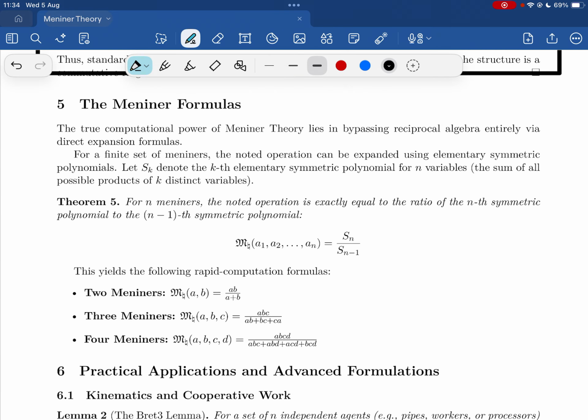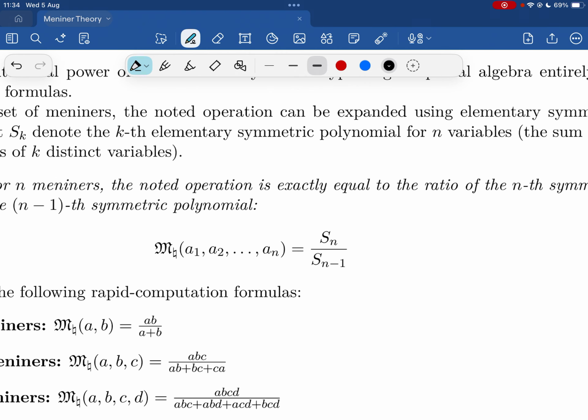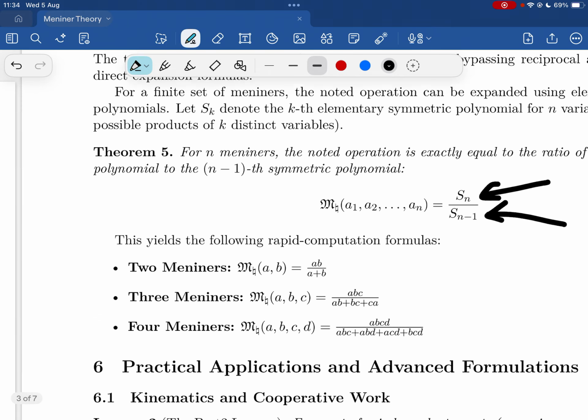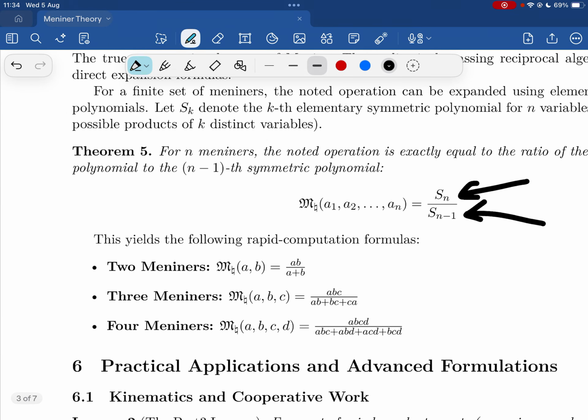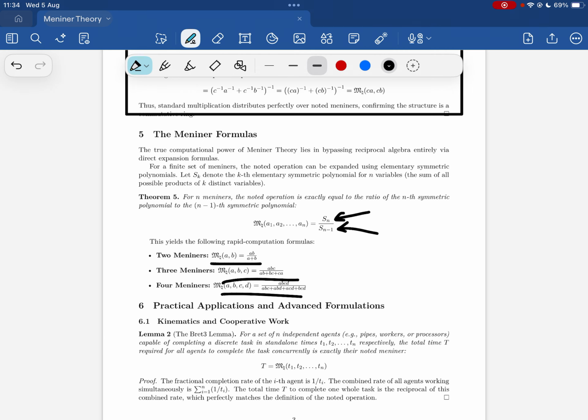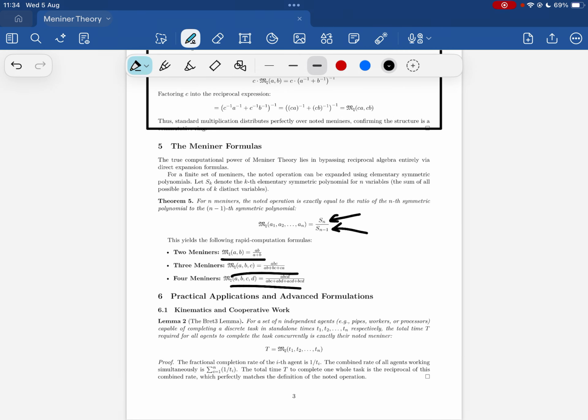We can also prove that the Meniner of all of these terms is equal to the nth symmetric sum over the n minus 1 symmetric sum. And this allows us to yield the following formulas for 2 Meniners, for 3 Meniners, and for 4 Meniners. And these will be useful for calculating 2, 3, or 4 Meniners together. And then we have a few theorems, right?